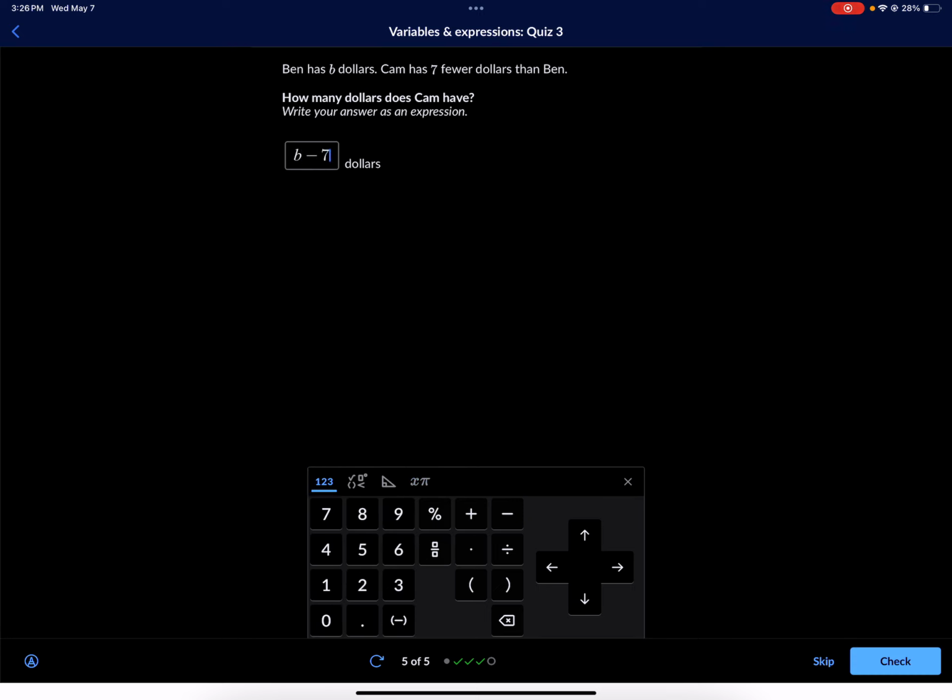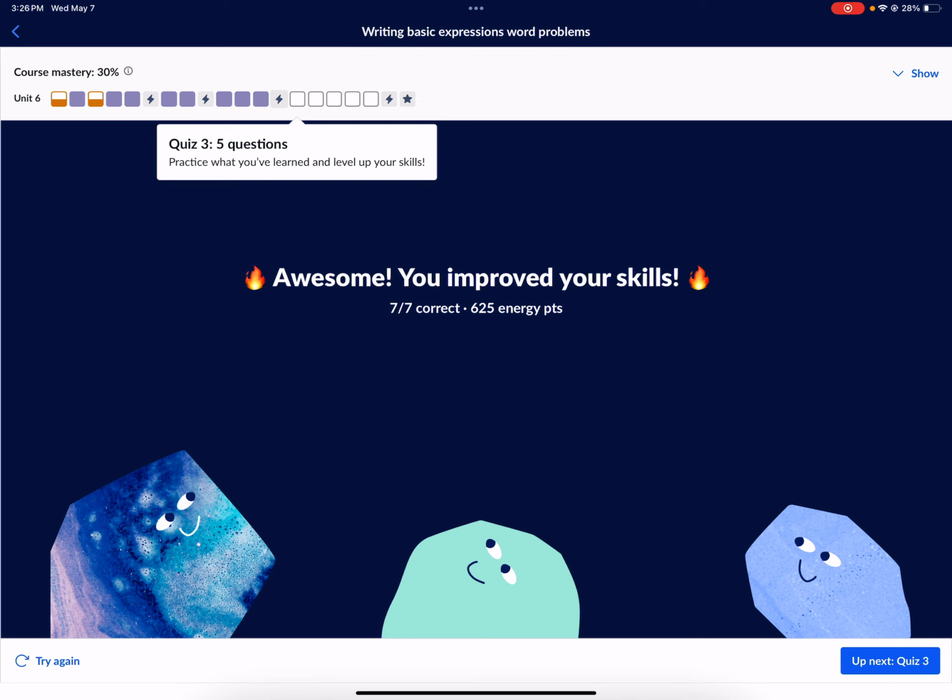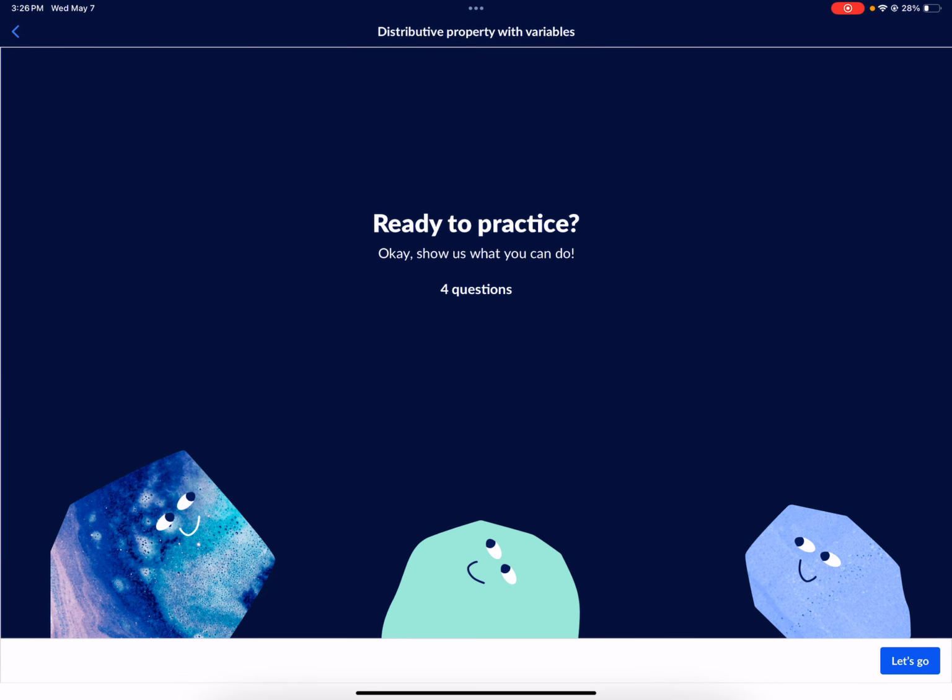I'm not going to submit because then that will decrease my level, but that wasn't supposed to happen. So I'm just going to exit out of here and leave it as is. We're going to move on to the next section. But anyways, if you did go on that quiz, good job. Let's go ahead and move on to distributive property with variables.